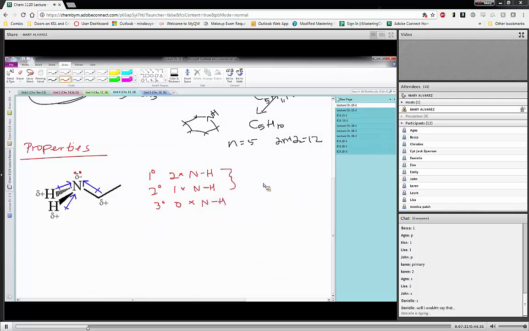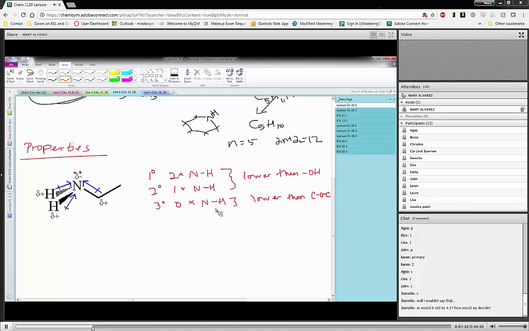These 2 are going to be slightly lower in boiling point than alcohols because alcohol is a larger difference in electronegativity. It's more polar, essentially. Whereas these ones are going to be slightly lower than ethers because a tertiary is like a nitrogen analog to an ether.